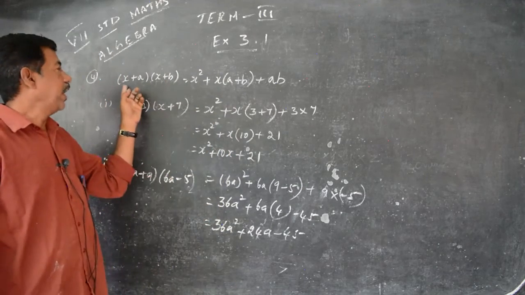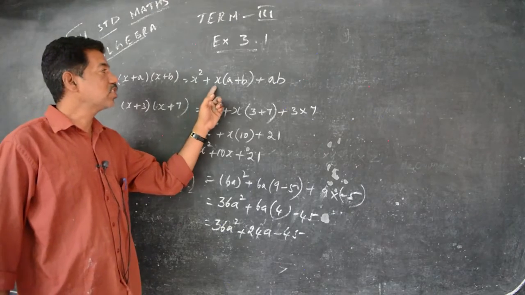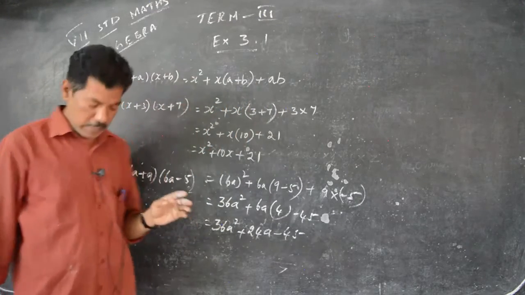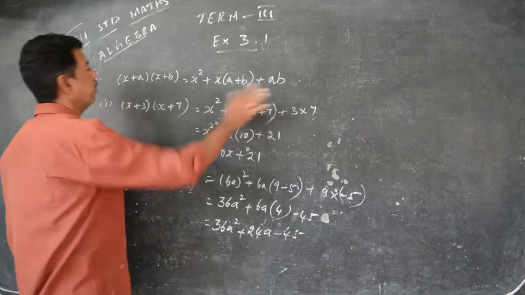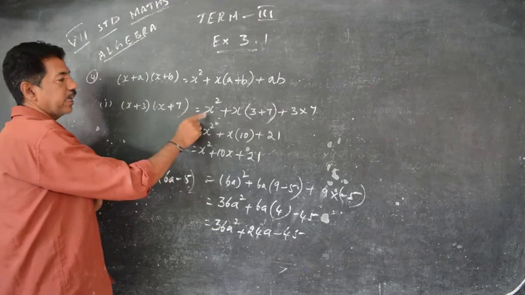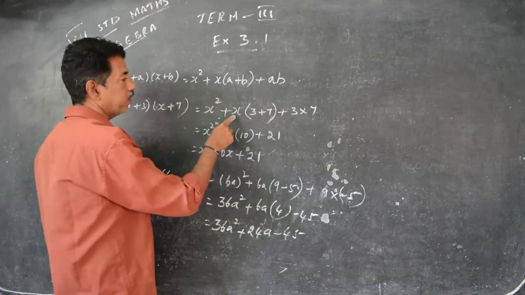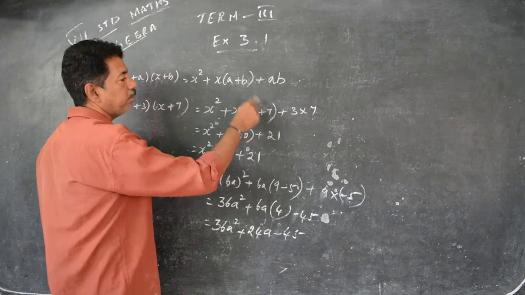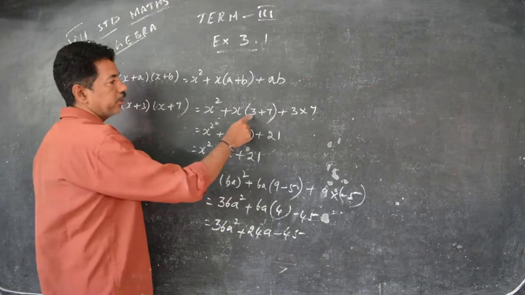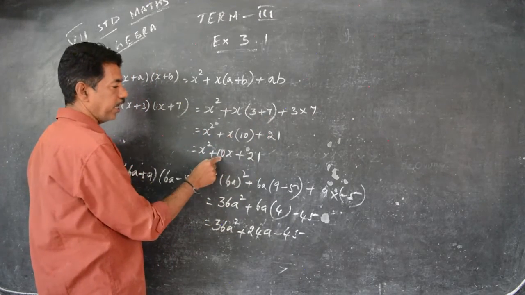Listen. x plus a, x plus b equals x square plus x into a plus b plus ab. This is the model you have to form. Next, x plus 3, x plus 7. Here x is x, a is 3, b is 7. So x square, 3 plus 7 is 10, 3 sevens are 21, so 10x.